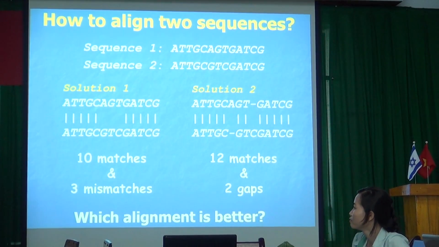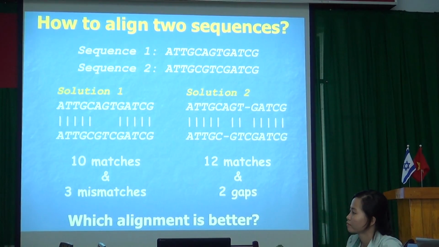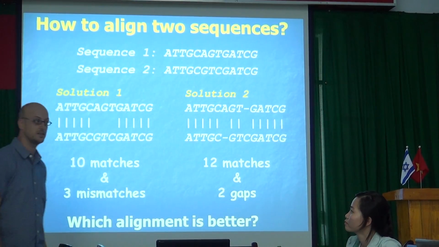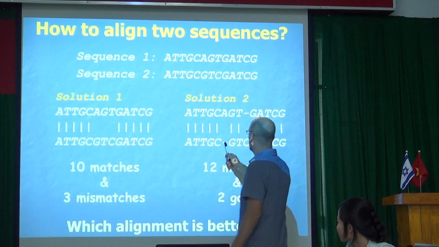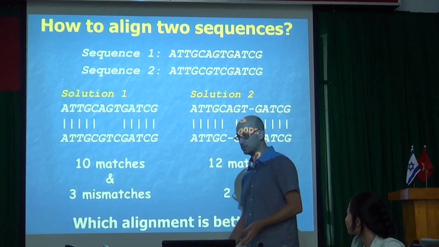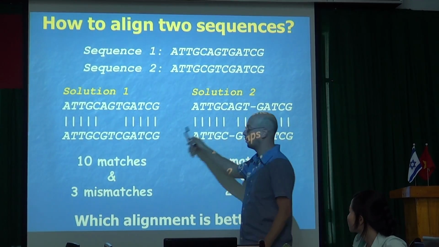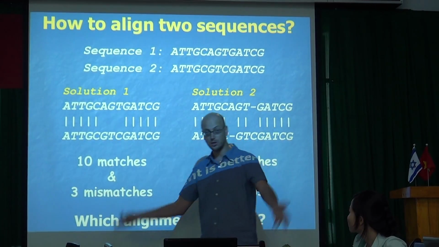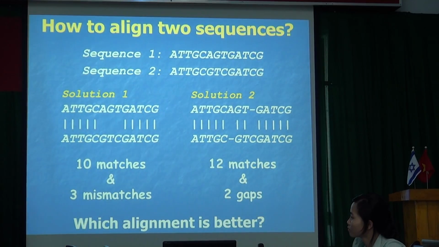These are very short sequences. We could have longer sequences, 20, 40, 100, 1,000 base pairs. And there we will have more complicated alignments, right? So we can have not 2 options, we can have 100 options. We can have 1,000 different alignment options.